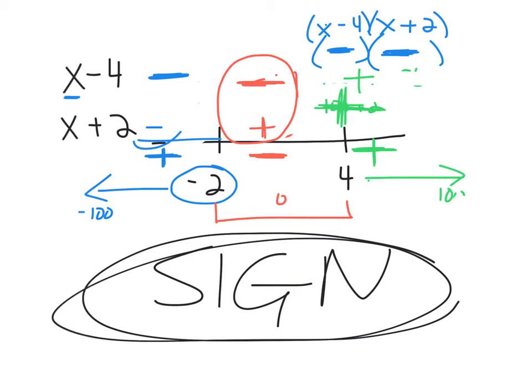If you don't believe me, try some other numbers. If I plugged in, 7 is gross, but let's do 7. 7 minus 4 would be 3, which is still positive. 7 plus 2 equals 9, which is still positive. So all we're looking for is signs, signs, signs. All I care about is the sign of my answer for a sign chart.